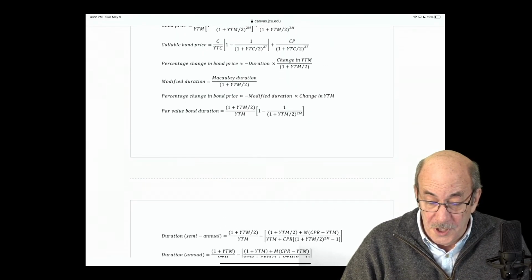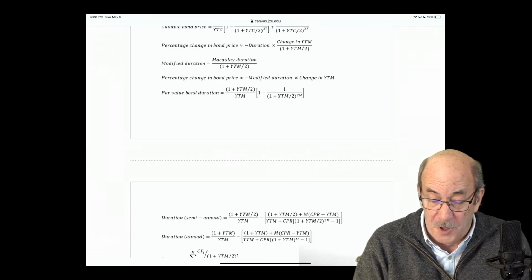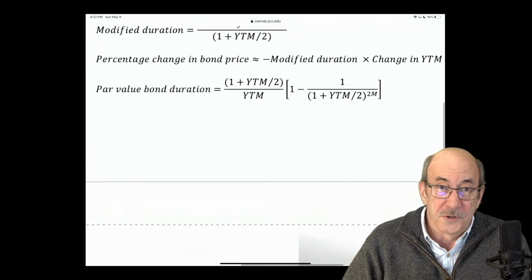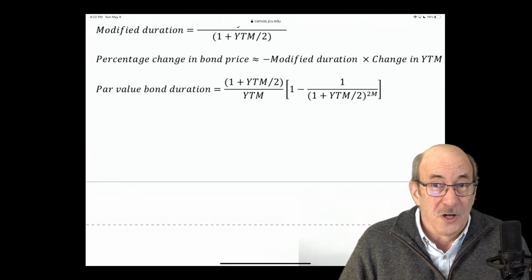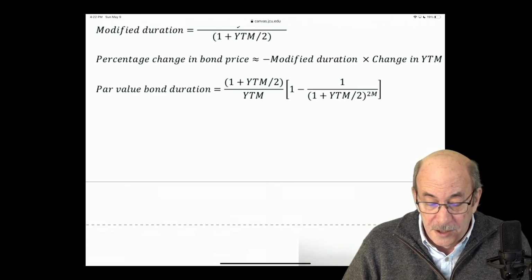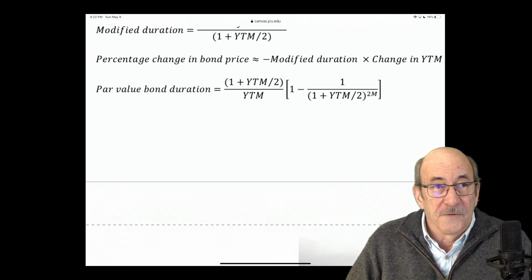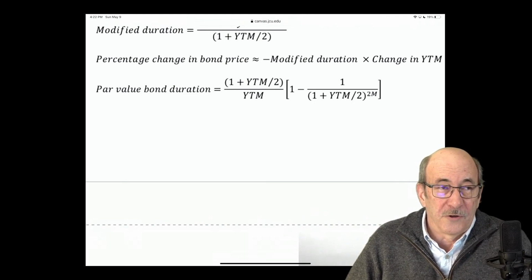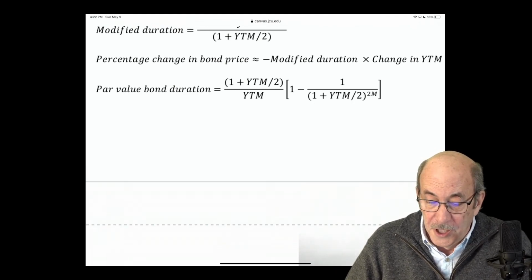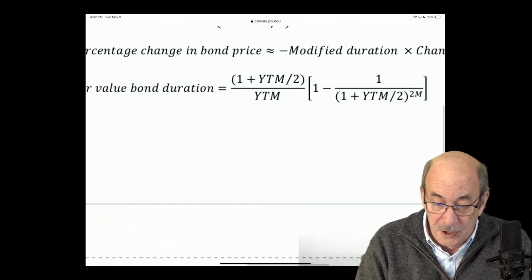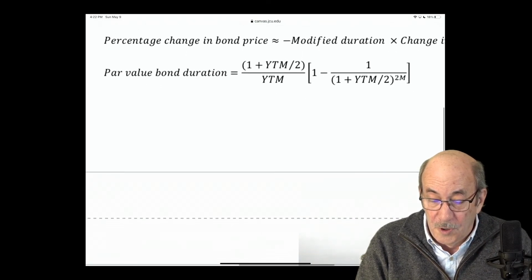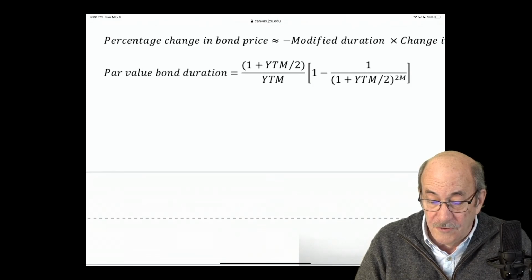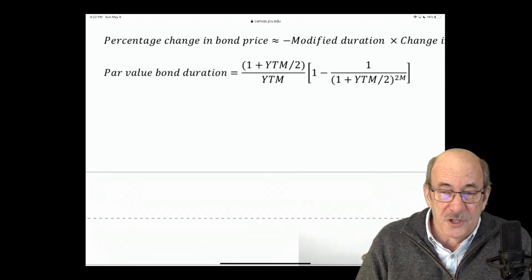So one would be you've got this par value bond, which is going to be rare, but we could still have a problem like that on the test. So there you've got a bond that's priced at face value. So it's $1,000 price with $1,000 face value. Then you can use this formula right here, the 1 plus YTM over 2 divided by YTM. And by the way, that's still semi-annual.